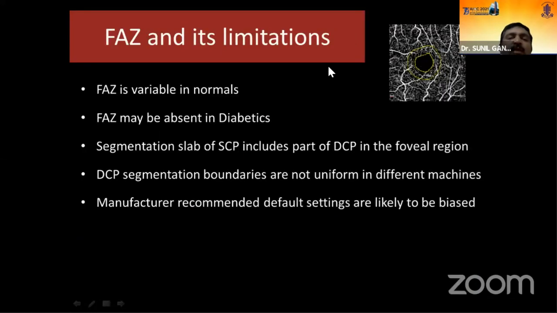But the FAZ measurement has its own limitations. FAZ is variable in normals. Normative data varies from study to study. FAZ may be absent in some of the diabetics. Another thing is that the segmentation slab of the superficial capillary plexus sometimes includes a part of the deep capillary plexus, especially in the foveal region. The deep capillary plexus segmentation boundaries are not uniform. The manufacturer-recommended default settings are likely to differ from one machine to another. So these are some of the limitations of FAZ measurements by OCTA.